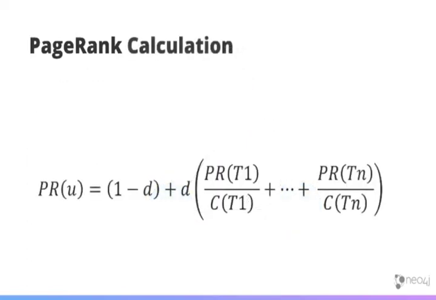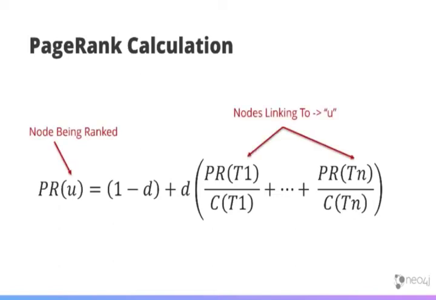Now, we can see in the formula for PageRank, if we're looking at the node U and we're trying to rank that, we first need to look at the nodes that are linking to U, because we're looking at that transitive value. And so we look at the PageRank of those nodes and then divide it by the out degree of those nodes, as we saw in the previous section. So here, C of T1 is the out degree of the node T1, and CTN just shows the continuation for all the nodes going to the end point.